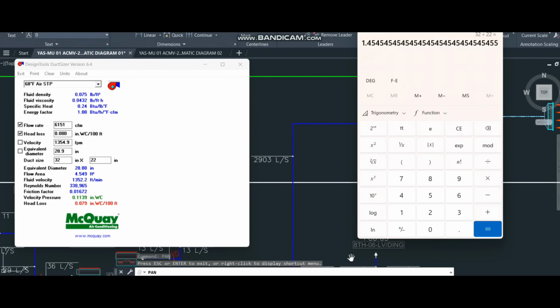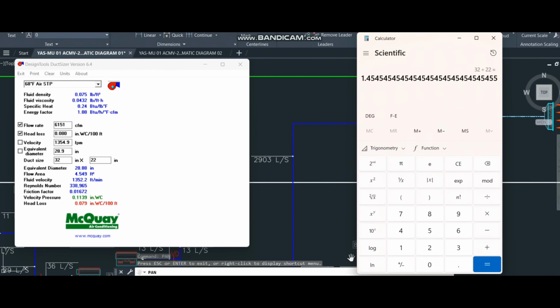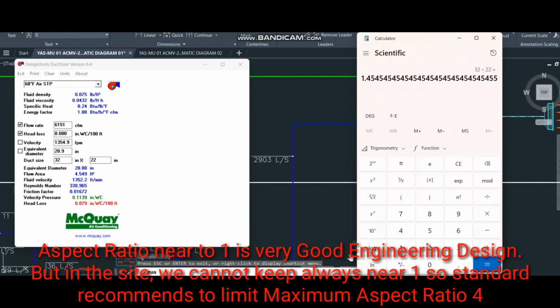Normally, as per SMACNA and the ASHRAE Application Handbook, they recommend the aspect ratio should be close to 1. That is a very perfect design, but it must not exceed 4. The aspect ratio must not exceed 4. So in our case the aspect ratio is 1.45, which is within the acceptable limit. Similarly, you can change to any size.